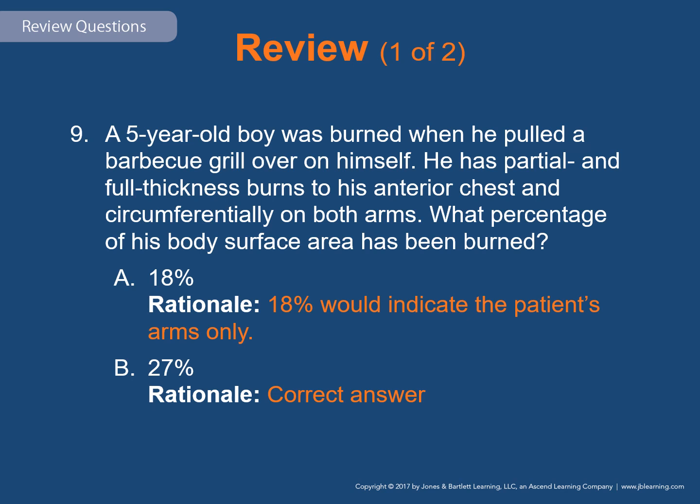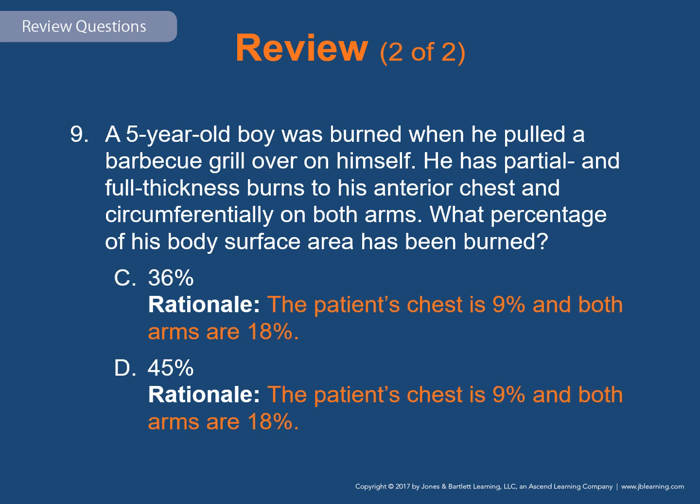B, 27%, that's the correct answer, and you can go back to the previous slide if you like to review this, but we did just review it. However, I do suggest that you go back and review all of the percentages for determining the total BSA affected in burns. C, 36%. The patient's chest is 9% and both arms are 18%. So that's not correct in this particular scenario.